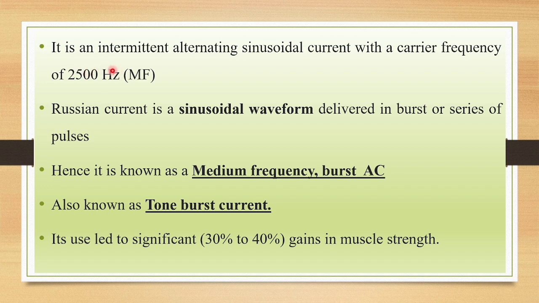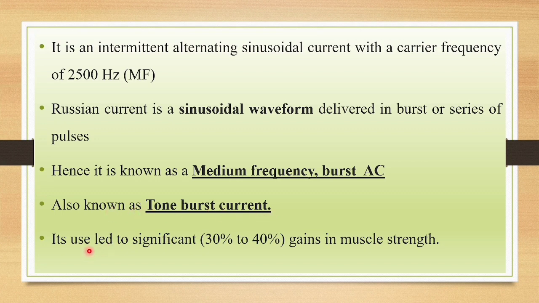So this is an intermittent alternating sinusoidal current with a carrier frequency of 2500 hertz, that is 2.5 kilohertz. By this you can understand that this is a medium frequency current. Russian current is a sinusoidal waveform delivered in bursts or a series of pulses. Hence it is known as medium frequency burst alternating current. Another term for this Russian current is tone burst current.